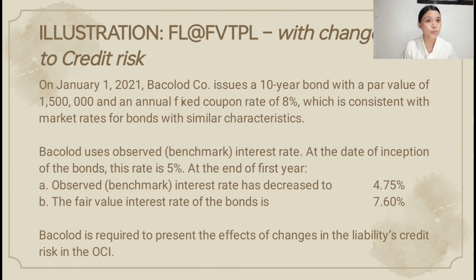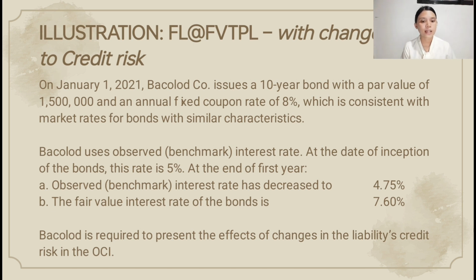For the second illustration, I have here a financial liability at fair value through profit or loss, however with change due to credit risk. The problem is: on January 1, 2021, Bacolod Corporation issues a 10-year bond with a par value of 1,500,000 and an annual fixed coupon rate of 8%, which is consistent with market rates for bonds with similar characteristics. Bacolod uses an observed or benchmark interest rate. At the date of inception of the bonds, this rate is 5%. At the end of the first year, the observed benchmark interest rate has decreased to 4.75%. The fair value interest rate of the bond is 7.60%.